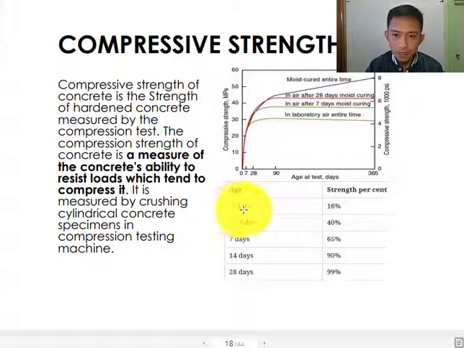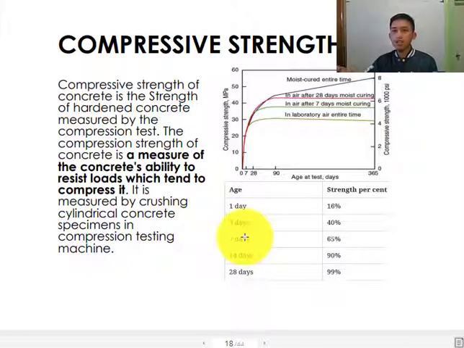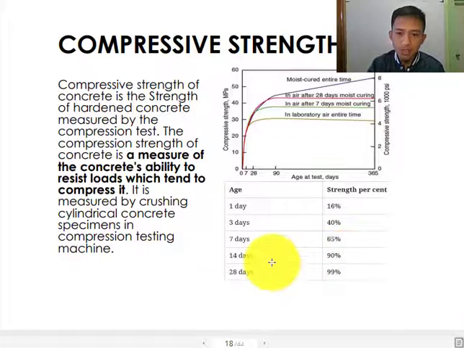So after 1 day from pouring of this fresh concrete, it will attain 16%. So this is just typical, okay, but actually it depends on the environment. So after 3 days, it will now attain 40%. Okay, so 7 days, it will be 65%. So others are actually testing samples after 7 days. They are going to record that one. And then at 14 days, it will now attain almost, so that is already 90%.